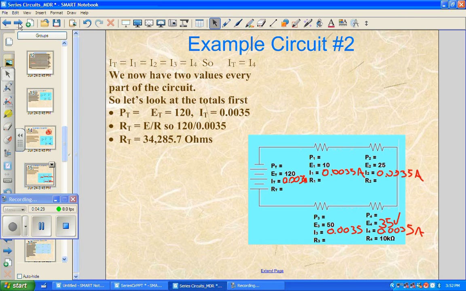Okay, so now we have two things in E1. We have two things in E2. We already had two things in E4, and then we have two things in E3. So we can just run around and solve each branch, as we say. And let's do that. If we have 10 volts and we divide by 0.0035, aren't we just moving the decimal point again?